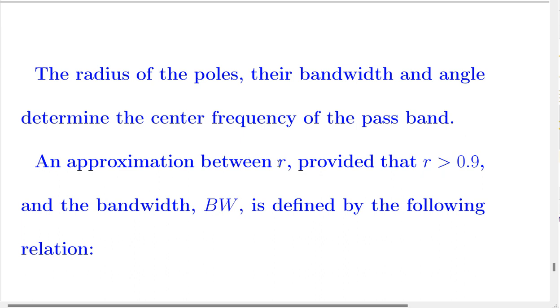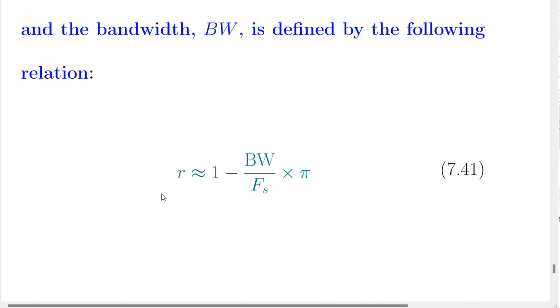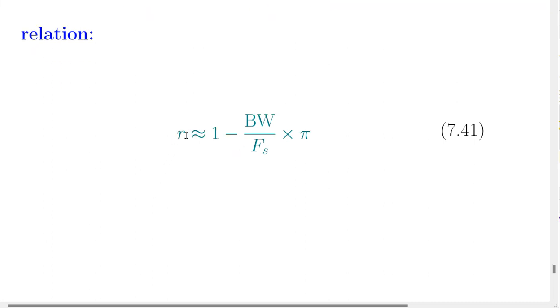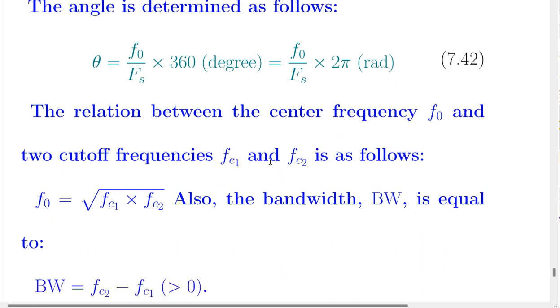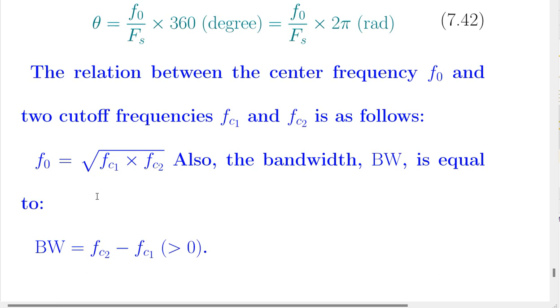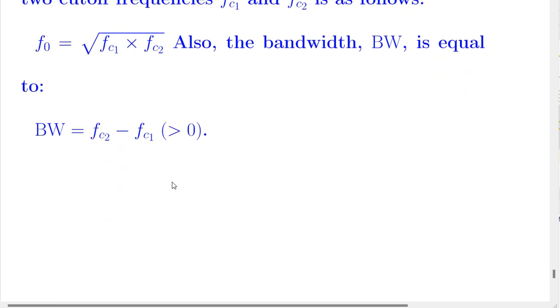An approximation for R, provided that R is greater than 0.9, and the bandwidth BW is defined by the following relation: R is approximately equal to 1 minus BW over Fs times pi. The angle is determined as follows: theta will be equal to F0 over Fs times 2 pi radian. The relation between the center frequency F0 and the two cutoff frequencies FC1 and FC2 is in the same style, okay? So we don't read them off.